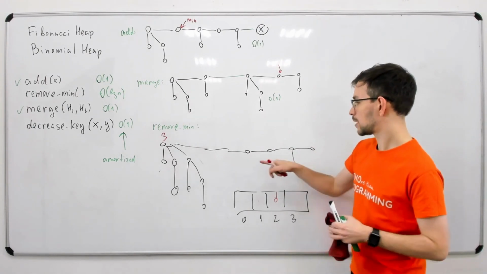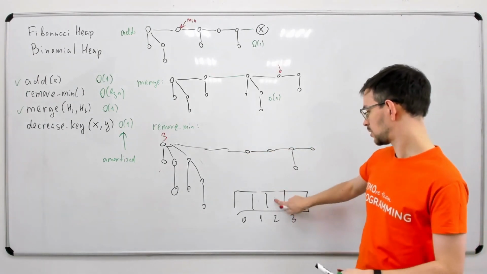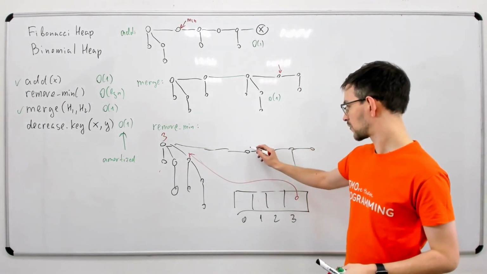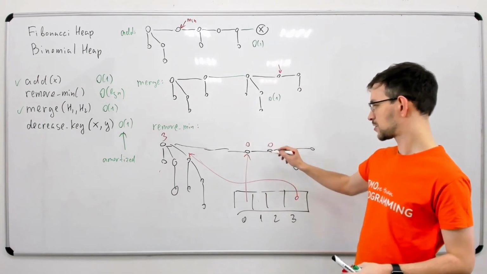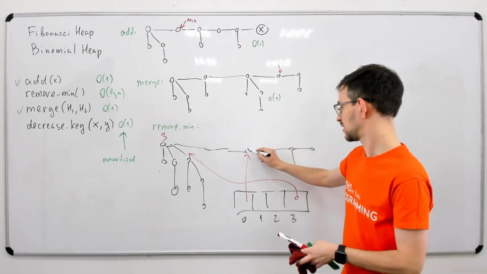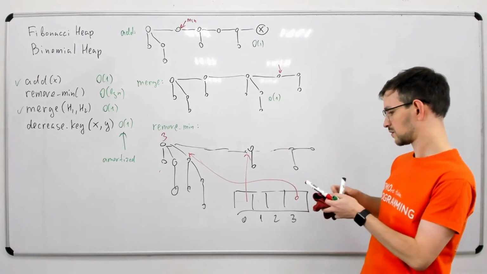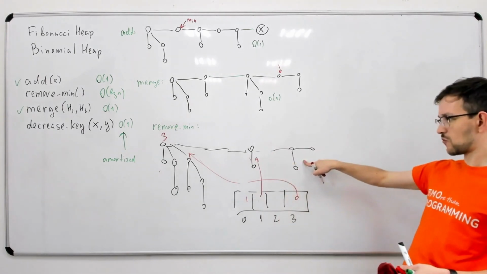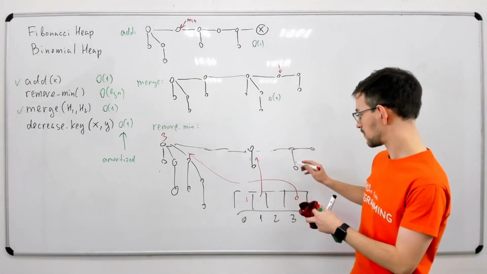And so on. Now you go to the next element. So here we have a tree of rank 3. Now here we have a tree of rank 0. Here we have another tree of rank 0. You combine them and make a tree of rank 1. Now we have another tree of rank 1. You combine them.